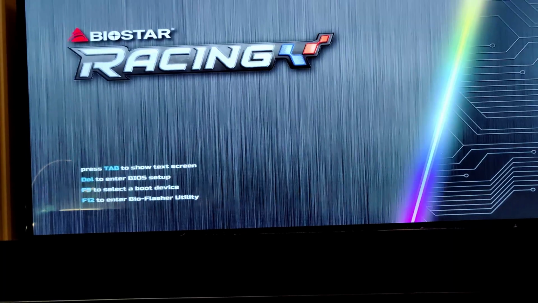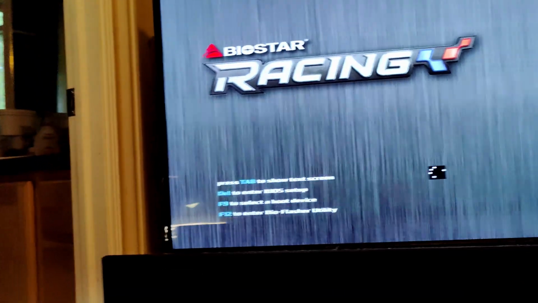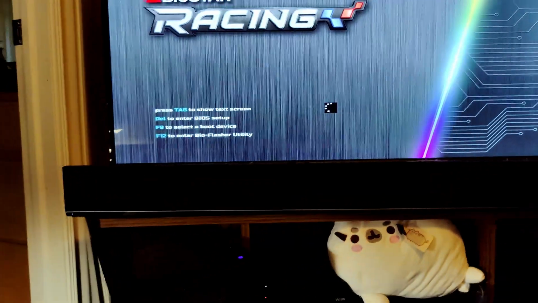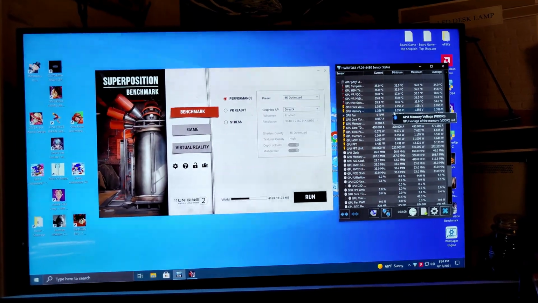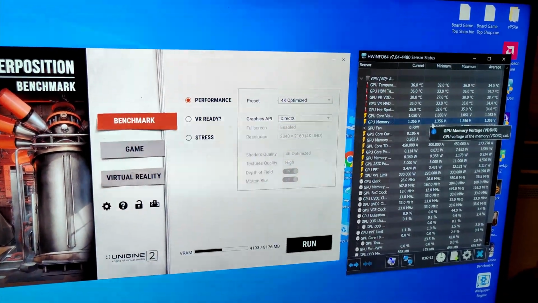Okay, well, the power is on. Hey, and we have picture. That's also a good sign. What did I do with my keyboard and mouse? There they are. Sorry about the shaky camera grabbing a keyboard and mouse. Alright, got into Windows. Hard to type with one hand.